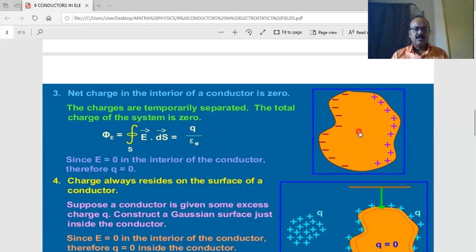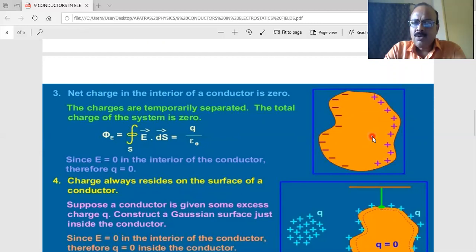Now let us understand this topic. In electrostatics, within the conductor, there will be no charge at all. No charge at all. Let us suppose there will be some charge. Therefore, there will be electric field. And previously we know that there will be no electric field in electrostatics.